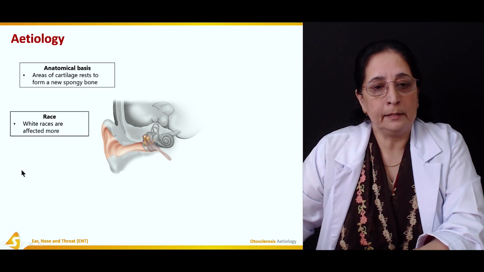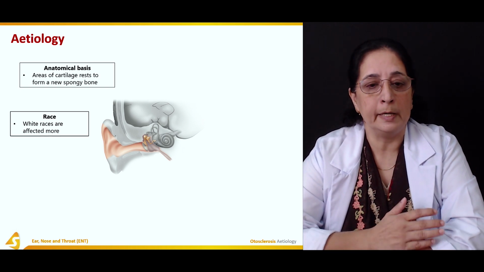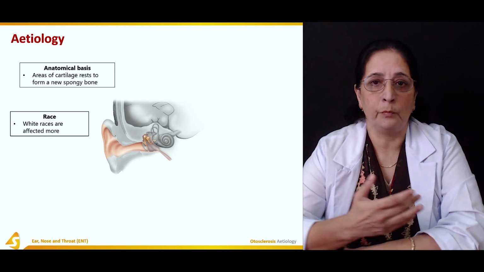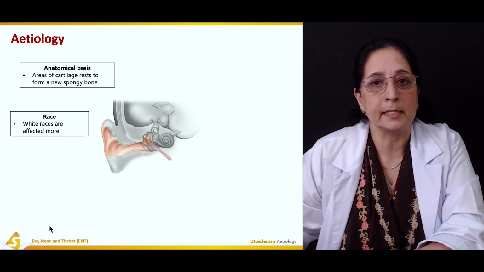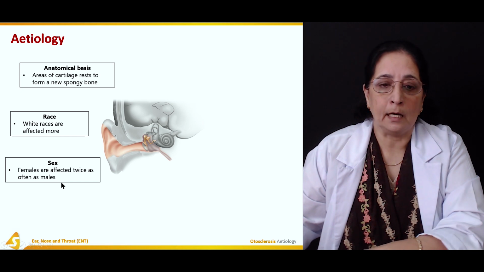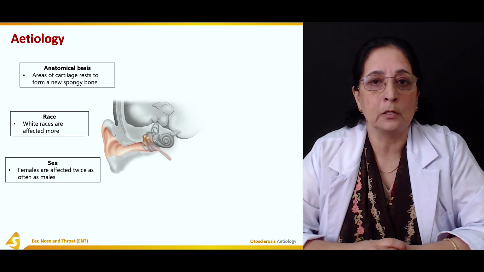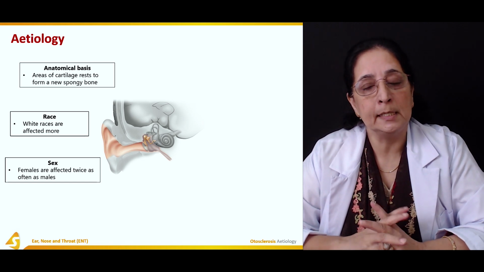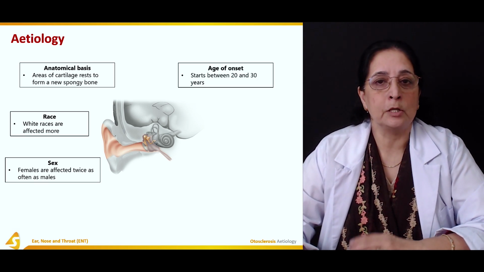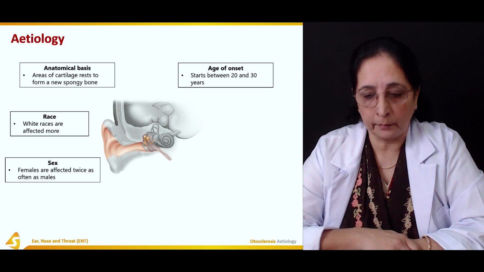Then another factor, race, is important. Otosclerosis occurs more commonly in the white race than any other race. So white people are more commonly affected. Sex: females are affected twice as often as males. So otosclerosis is common in females and the white race. The age of onset of otosclerosis is between 20 and 30 years of age.